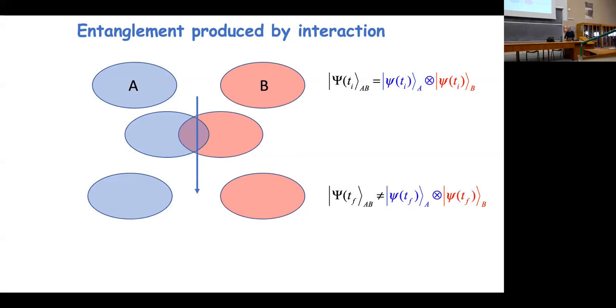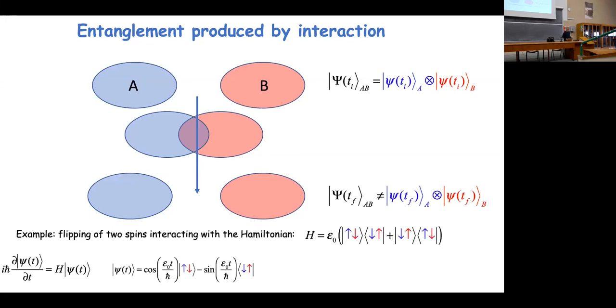And I give you just one example. I take the case where the interaction is precisely what you have in hydrogen. I take a Hamiltonian, which is a superposition of this part. And you see immediately that if this part acts on first spin down, second spin up, it will replace it by the other one, and reciprocally. So this is an interaction which flips the spins. And I let you do the exercise.